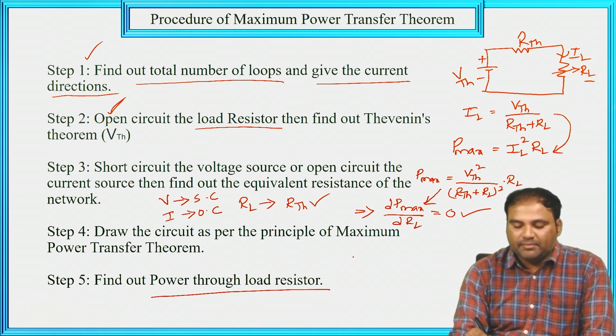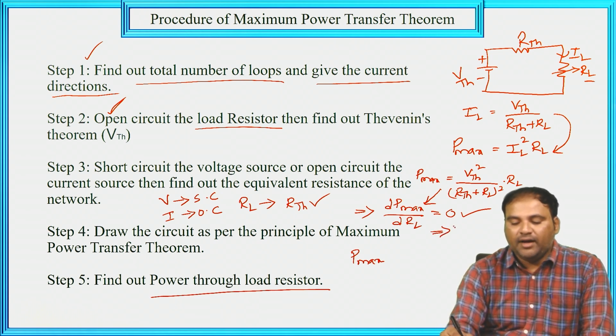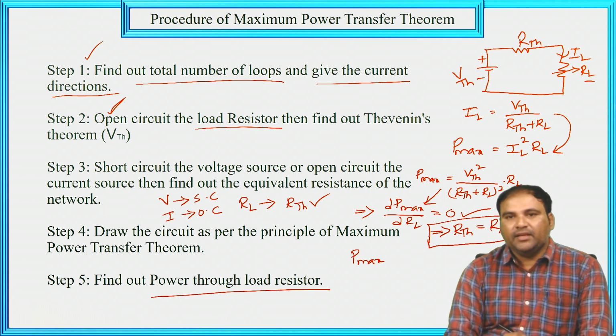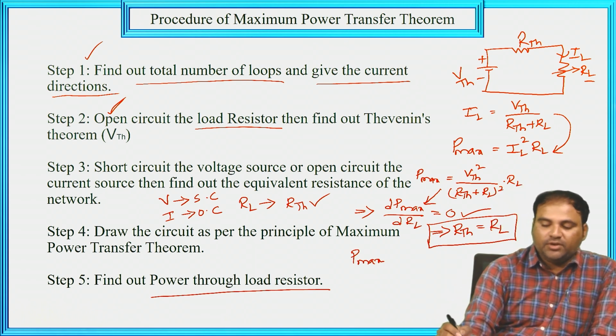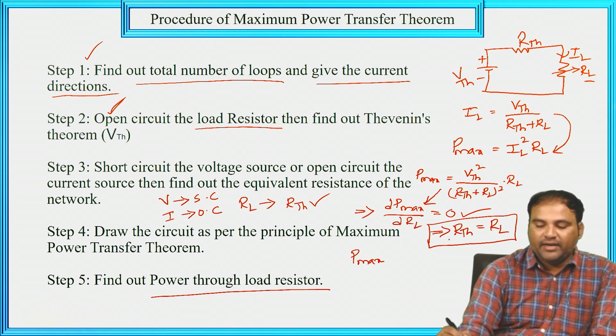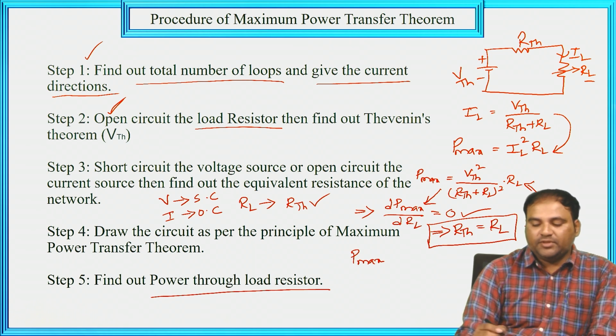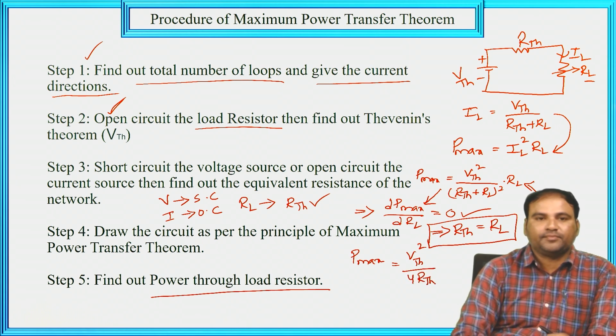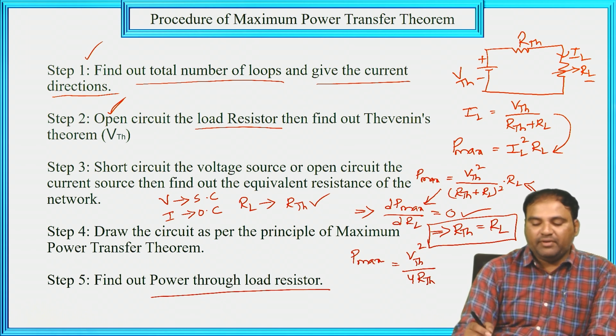Then we'll get the maximum power P max. If we solve this equation, we'll get RTH is equal to RL. The Thevenin's resistance is equal to the load resistance. Now if we substitute RTH is equal to RL in this equation, we'll get the maximum power. That maximum power is equal to VTH square divided by 4 into RTH. Here is the maximum power equation.